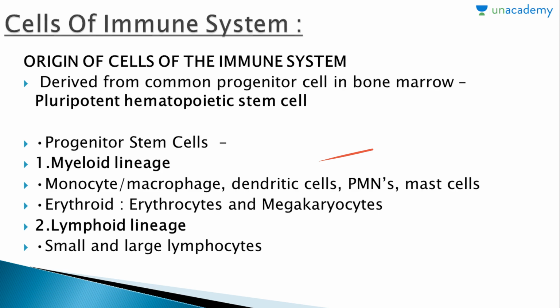In the myeloid lineage, we have monocytes or macrophages, dendritic cells, PMNs, that is the polymorphonuclear leukocytes, and mast cells, and erythrocytes and megakaryocytes as erythroid cells. In the lymphoid lineage we have small and large lymphocytes.